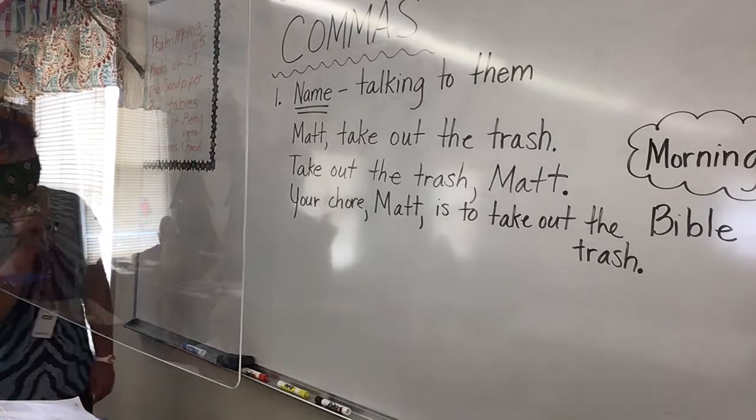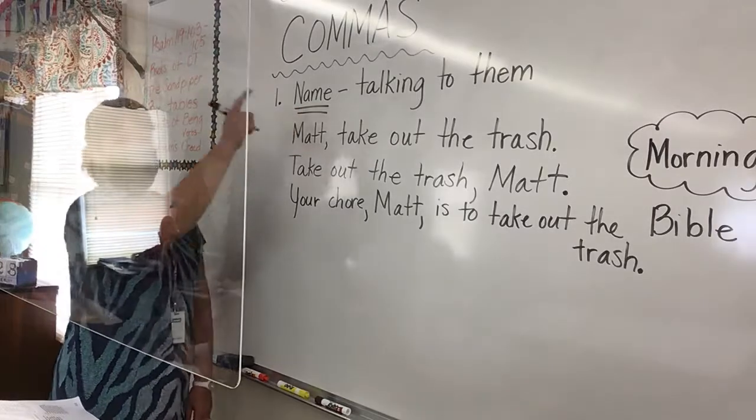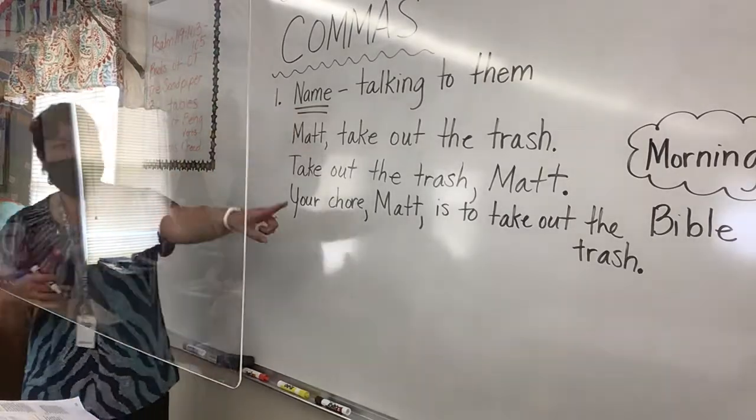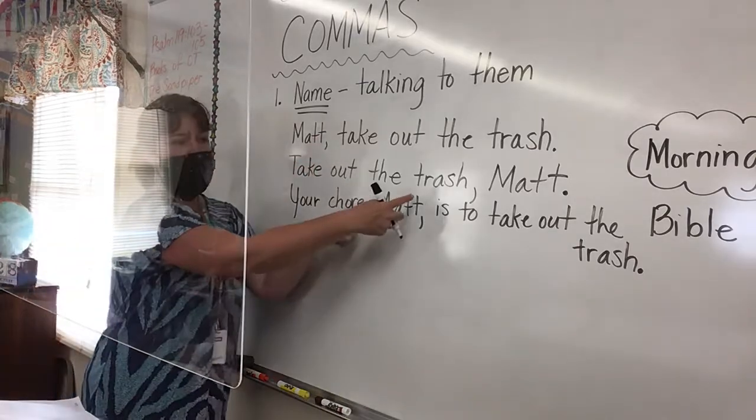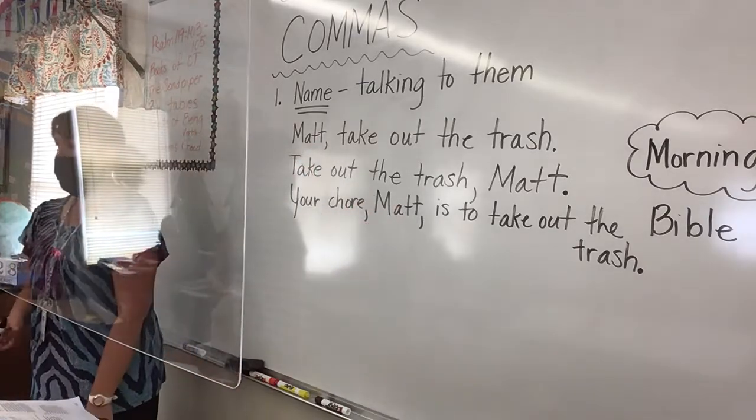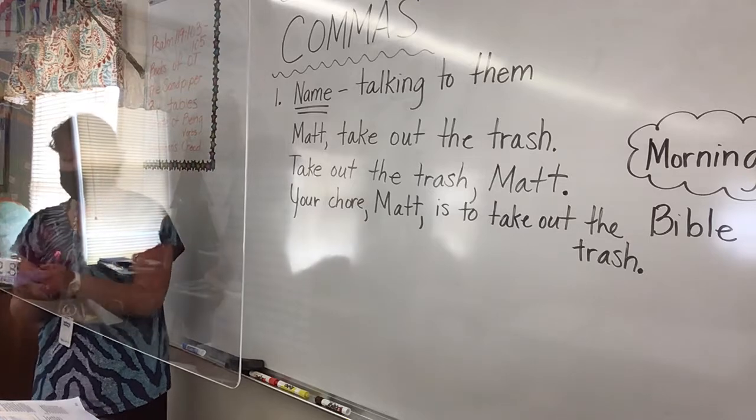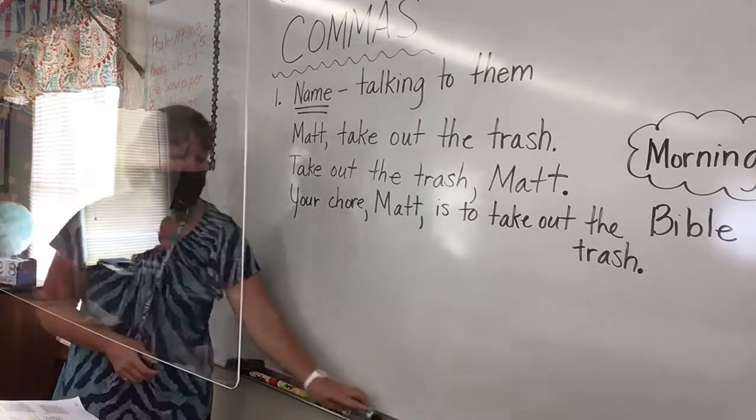Okay, so that's the first one. You put a comma before a name at the end of a sentence, after a name at the beginning of a sentence, and if it's in the middle, you put commas around it. Okay? So make sure you write name there.